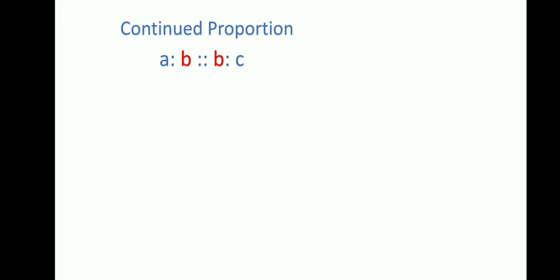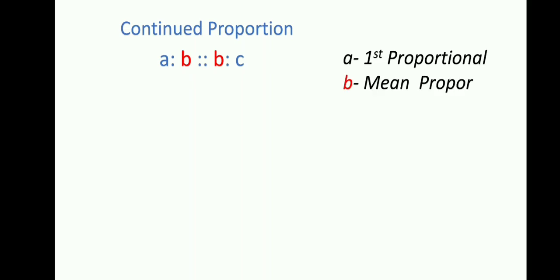This is how we write continued proportion. A is to B is proportional to B is to C. A is called the first proportional, B is called the mean proportional, and C is called the third proportional. Remember, if the question gives you anything related to continued proportion, there are how many real numbers? 3. So if there are 3 real numbers, then you have to know it is continued proportion. But if there are 4 real numbers, then you have to know it is only proportion.